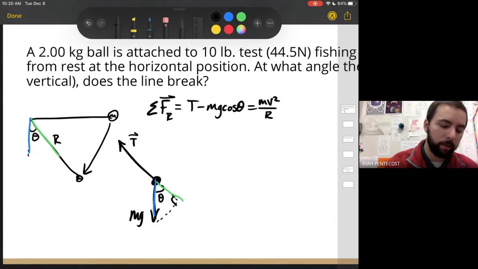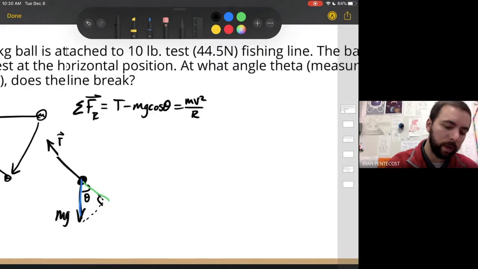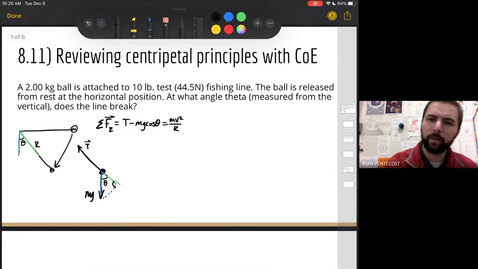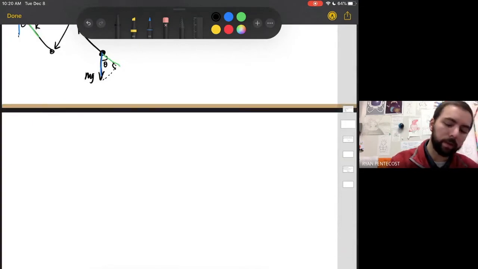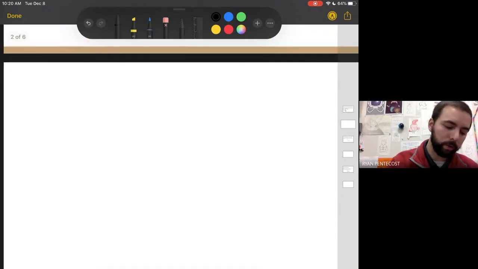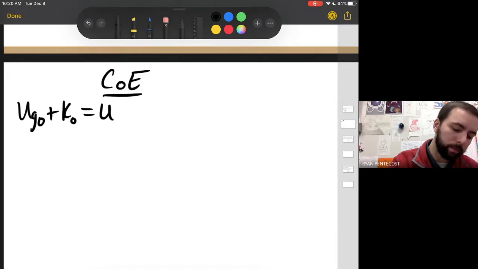Now, if we want to find theta, we need velocity. It didn't give us velocity or radius, so that's an issue. But what we can do is we can do conservation of energy. So this is going to be a new strategy to put in your tool belt. If you do a summation of forces and you hit a dead end, sometimes you can use conservation of energy to actually find what you're looking for.